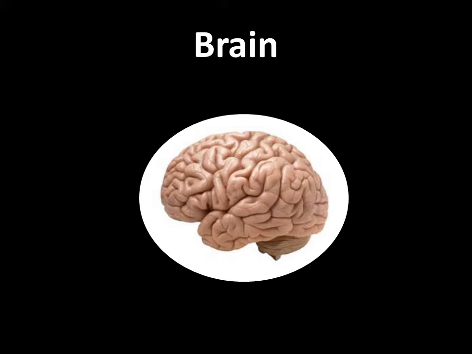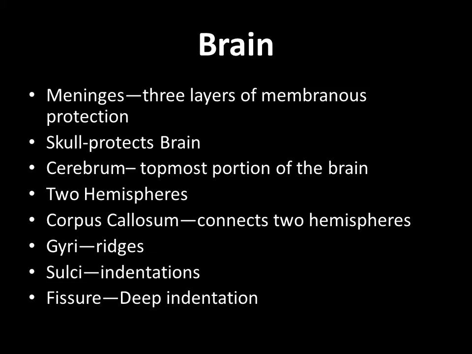The first structure we'll talk about in the central nervous system is the brain. The brain is covered by 3 layers of membranous protection called meninges. The brain is also covered by the skull, which is not pictured here. It's a bony structure.